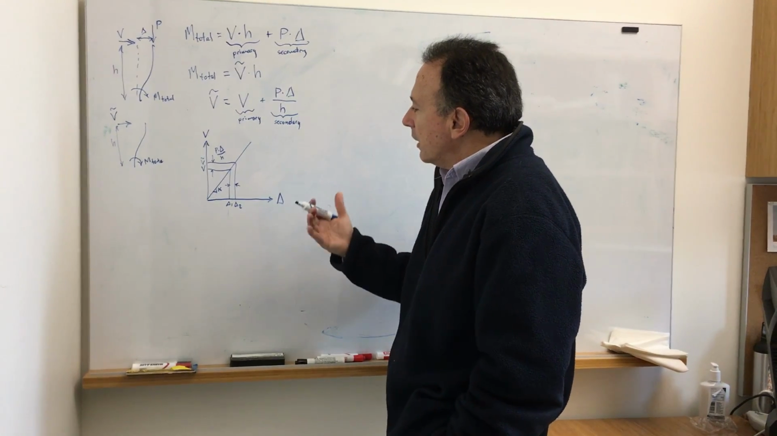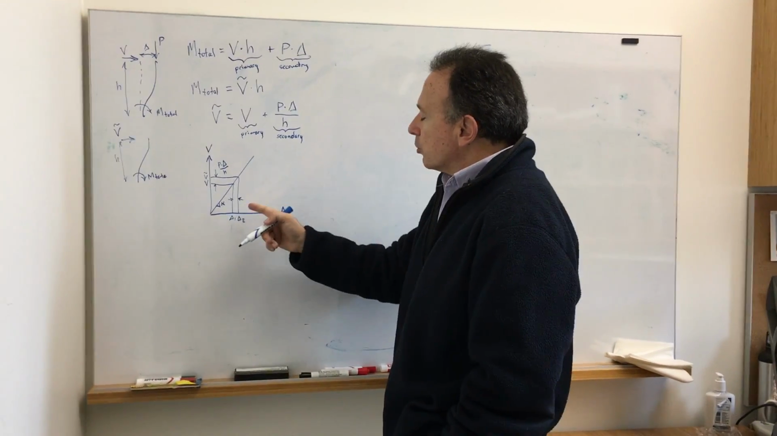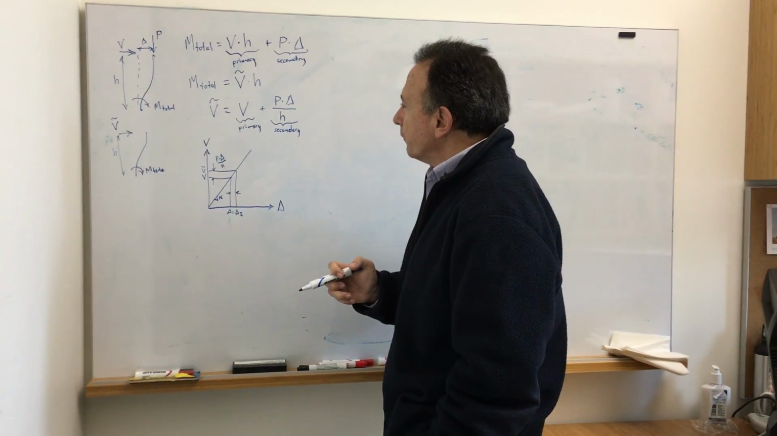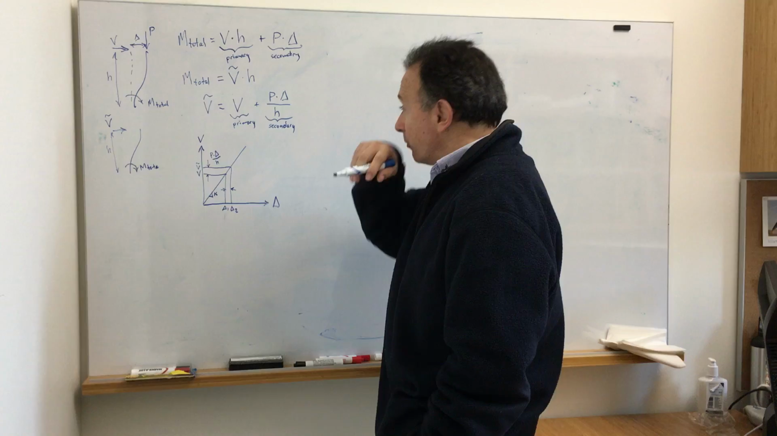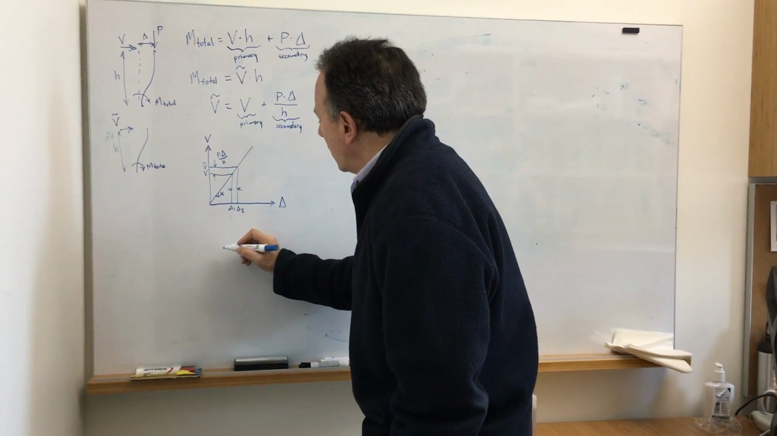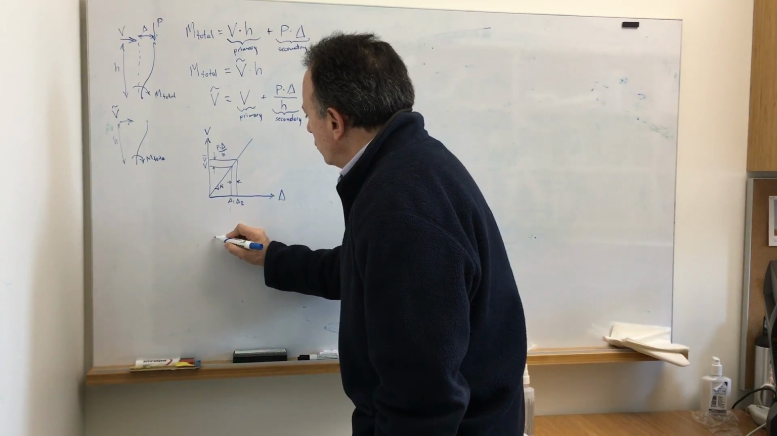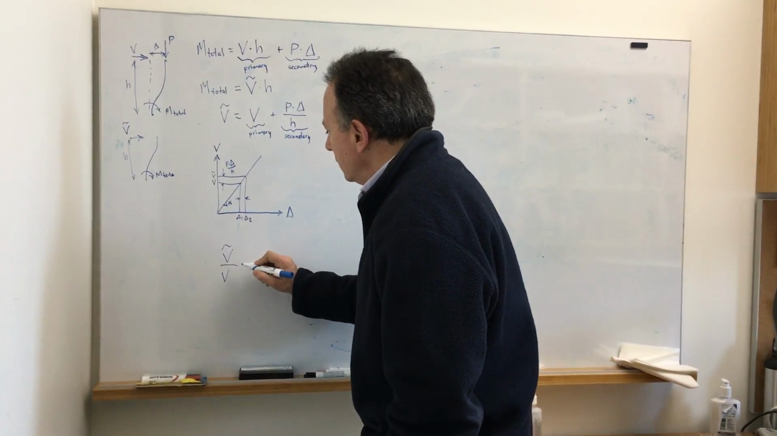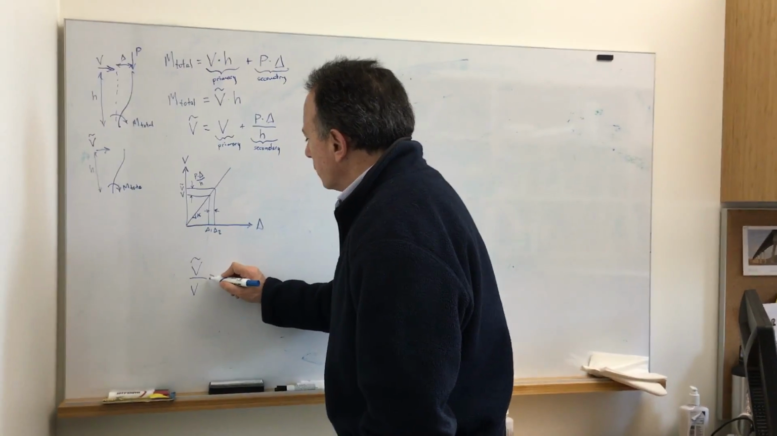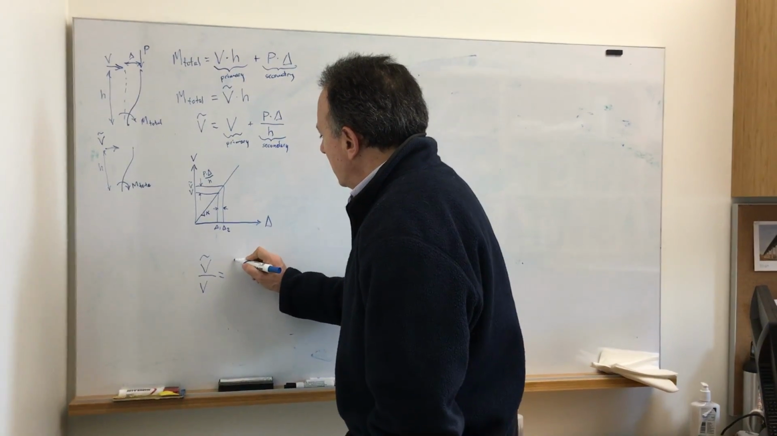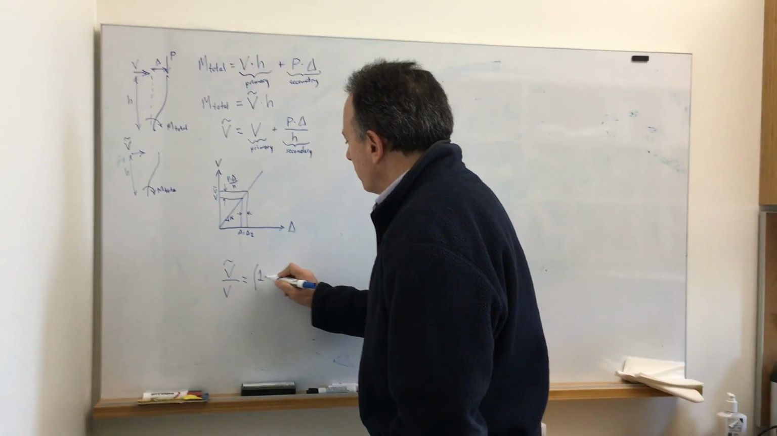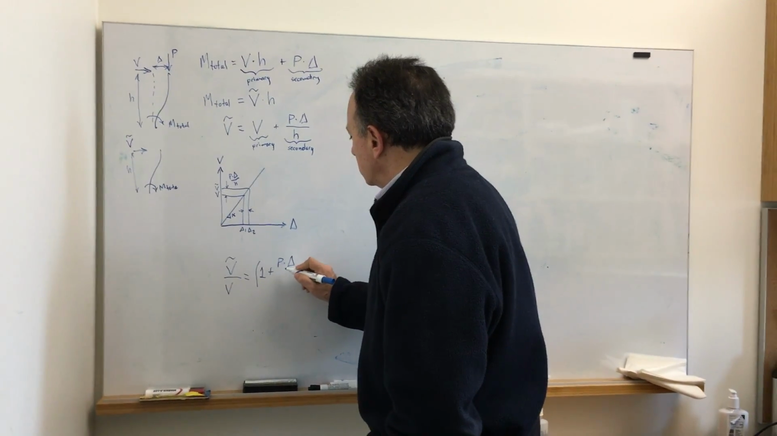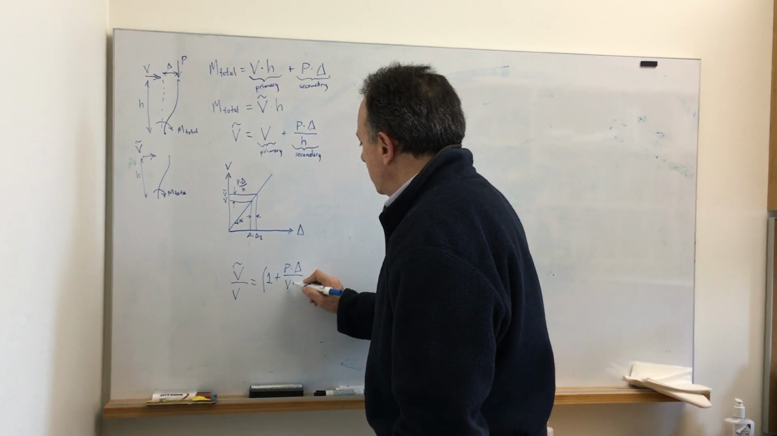So we want to get a feeling of how large or small that increment is going to be. One way of thinking about this is to say, can I just normalize this force by V to figure out the increment? And that would be 1 plus P delta over VH.